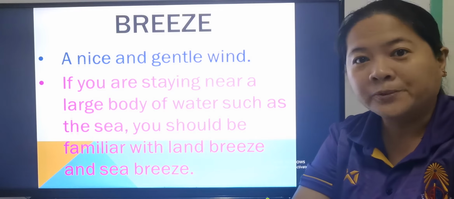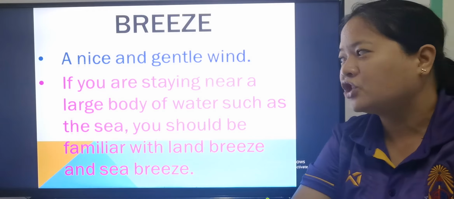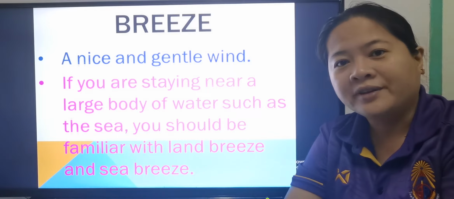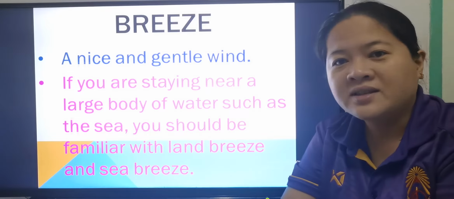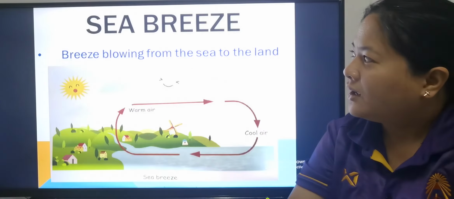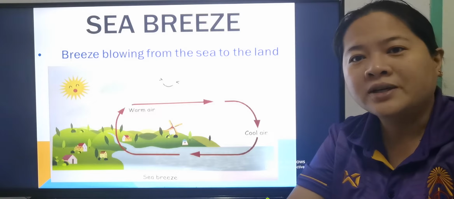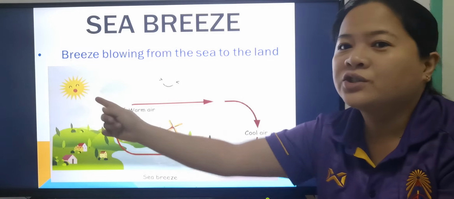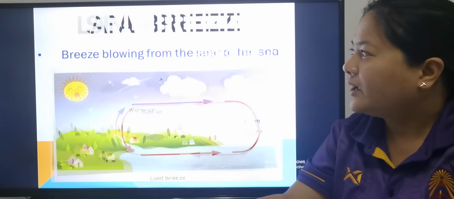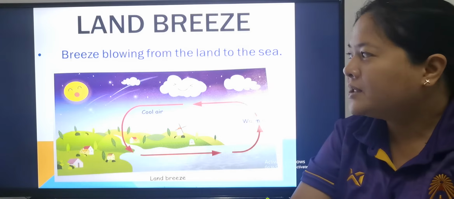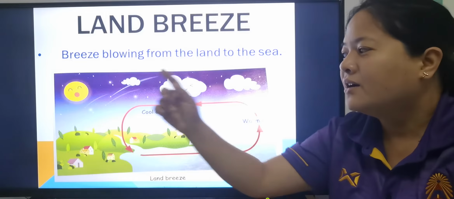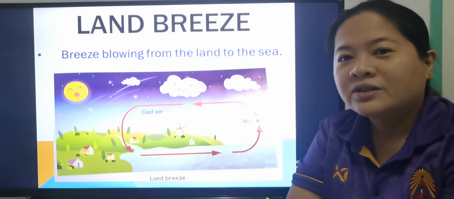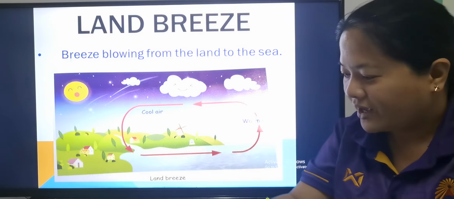We also studied about breeze. We said that breeze is a nice and gentle wind, and if you are staying near bodies of water like us in Rayong, you should be familiar with sea breeze and land breeze. We said that sea breeze is the breeze blowing from the sea to the land, and it happens during daytime. And land breeze is the breeze blowing from the land to the sea, and it happens during nighttime. So these are all things that we already studied.